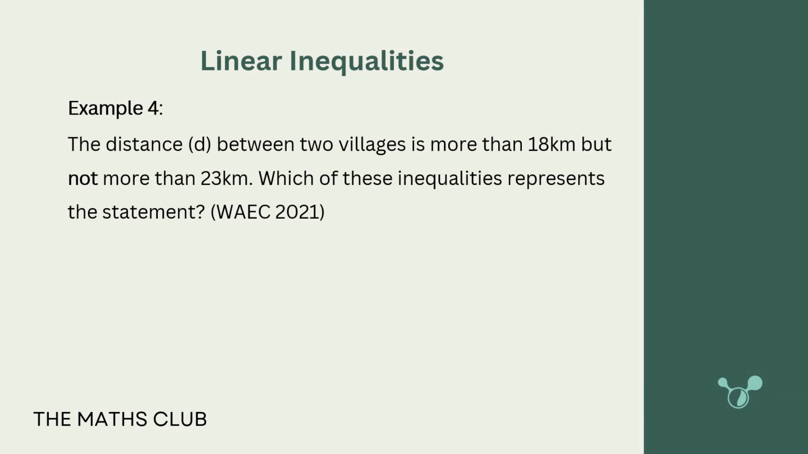Example 4 is that the distance D between two villages is more than 18 kilometers, but not more than 23 kilometers. Which of these inequalities represents the statements? So this is from WAEC 2021. I want you to pause the video and try this out yourself. Welcome back. Let's solve it together.